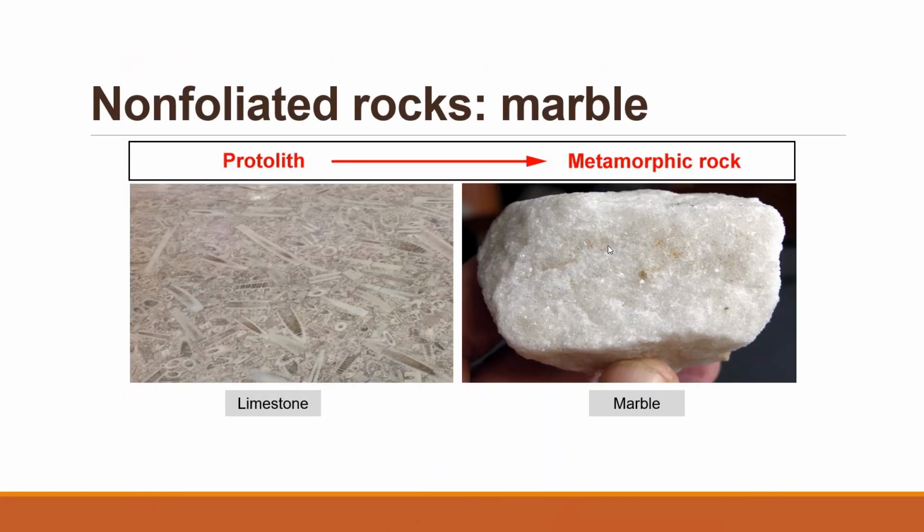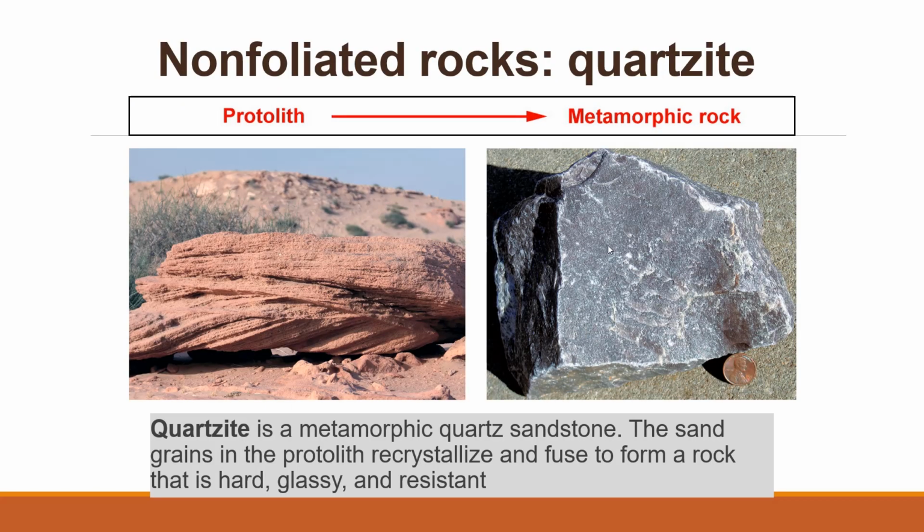So if we start off with limestone, we will make marble. Marble is a crystalline limestone. It's non-foliated, so there's no fabric evident. They lack minerals to align into a fabric. If we start off with a sandstone, we make a rock called a quartzite. Again, quartzite essentially looks like crystalline sandstone.